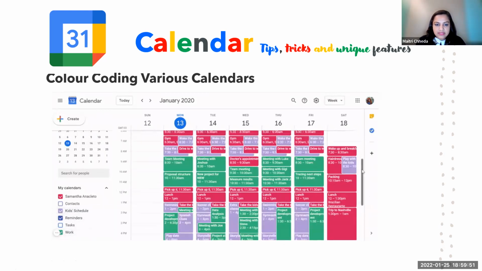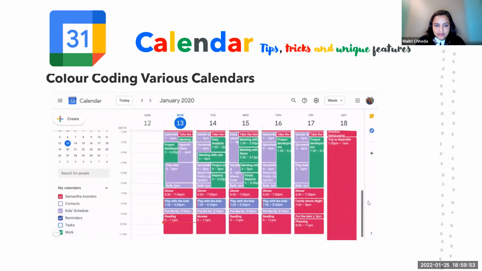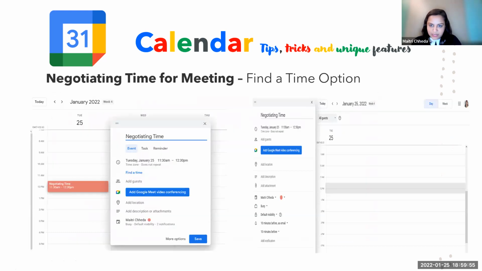Okay, so that is for color coding. Now negotiating a time. This is a find a time option. When there are 4 or 5 people who are looking to have a meeting, but everybody is busy, this is a great way to set up a time with them. When you're creating an event, you have an option of find a time over here.